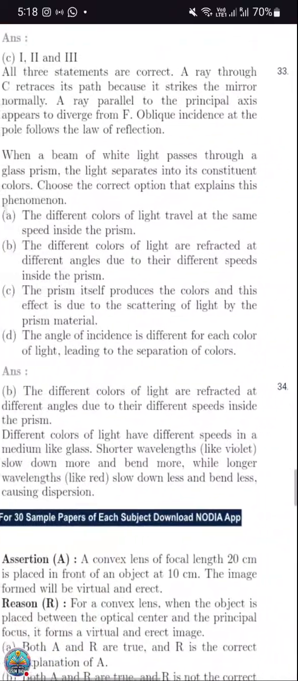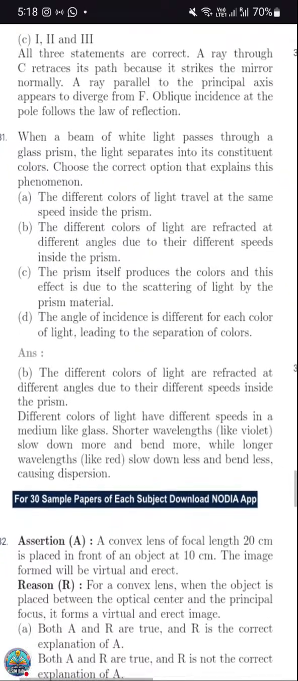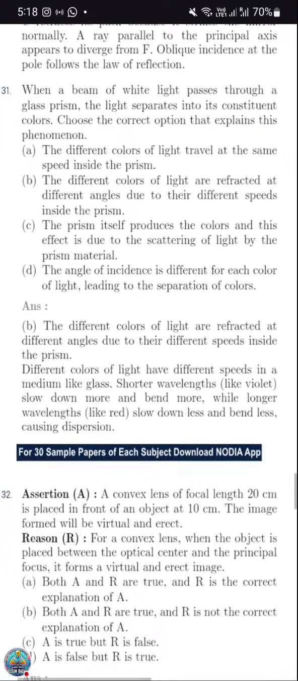Now let's start with the 31st question. When a beam of white light passes through a glass prism, the light separates into its constituent colors. Choose the correct option and explain the phenomenon. When the light is passing through the prism, it will split out, which we call dispersion. And the band which we get is the spectrum.